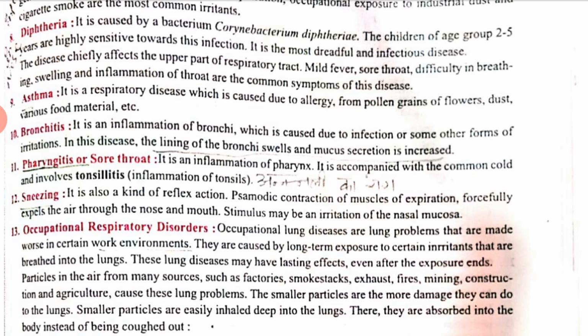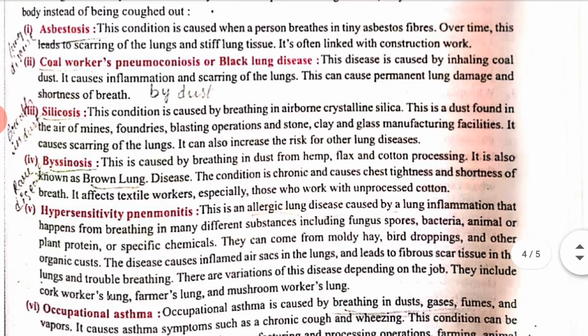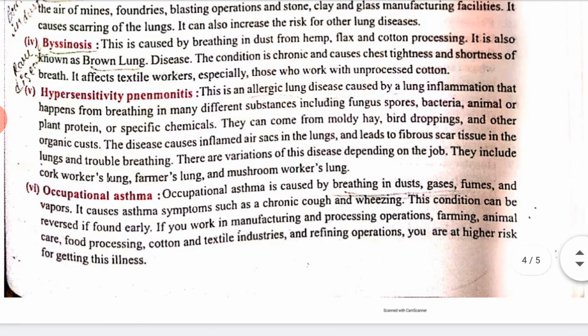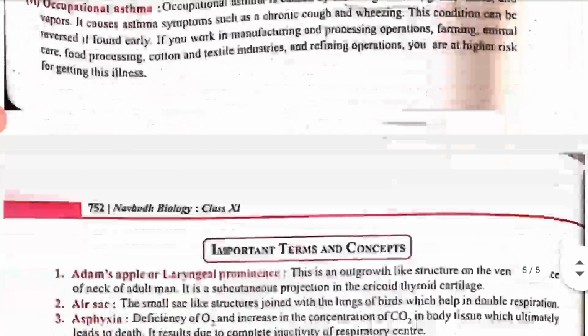In this way we have many types of diseases given here. You can see the types of pneumonia and asthma also given here. These are the general diseases caused by problems in breathing, some diseases of the respiratory system. All of them create problems so that we are not able to do respiration properly. So this is all about the diseases.